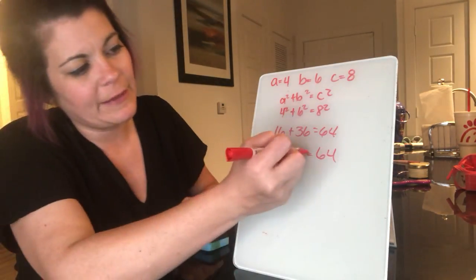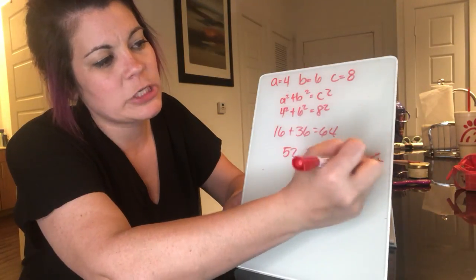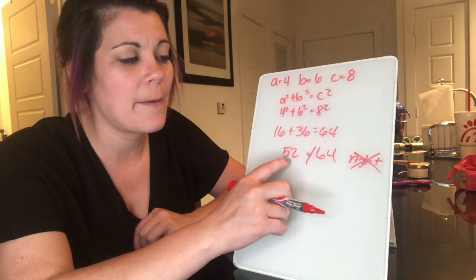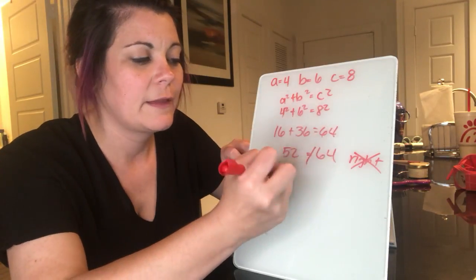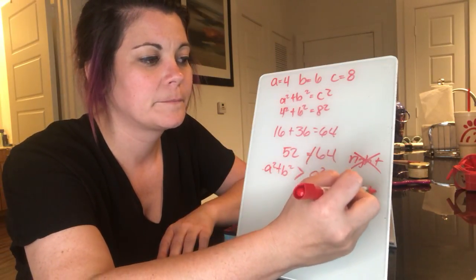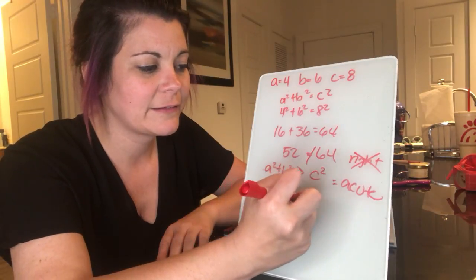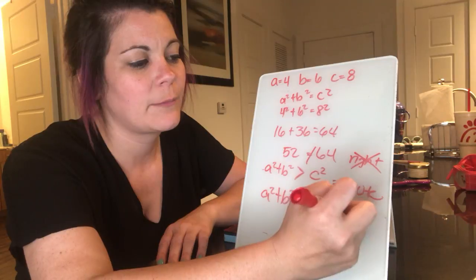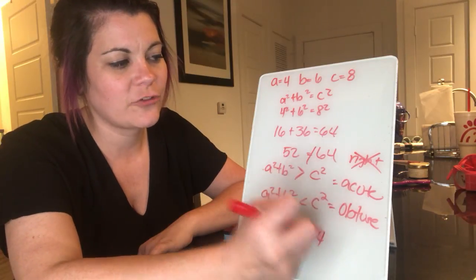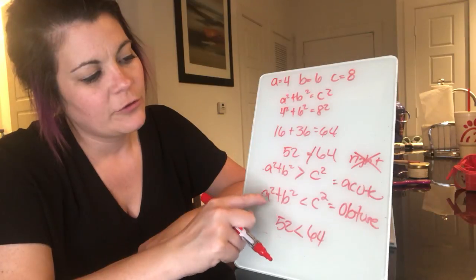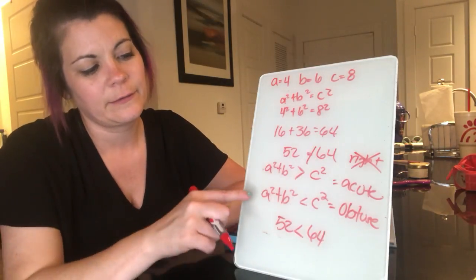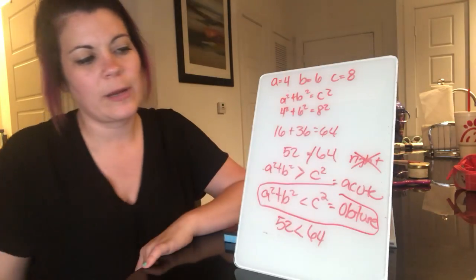So if it doesn't equal, it's not a right triangle. But is it acute or is it obtuse? If the sum of the legs squared is greater than the hypotenuse squared, then it is an acute triangle. If the sum is less than the hypotenuse squared, it is an obtuse triangle. So in this case, 52 is less than 64. So the sum is less than the hypotenuse squared, which means this would be an obtuse triangle.